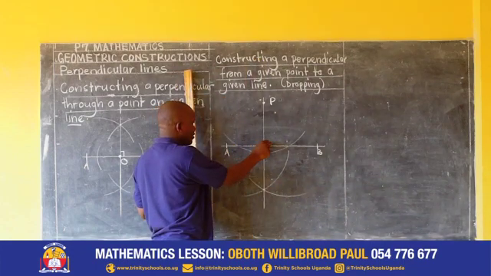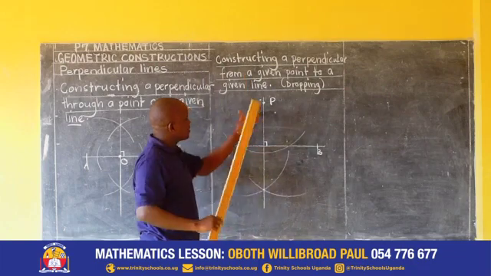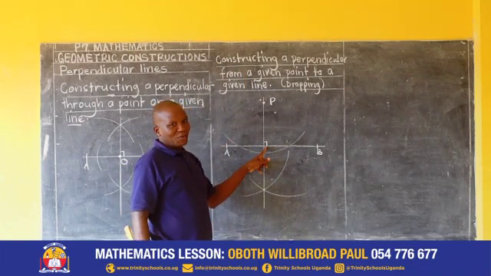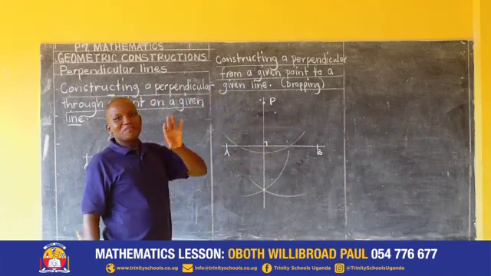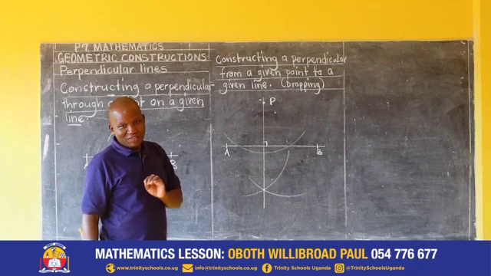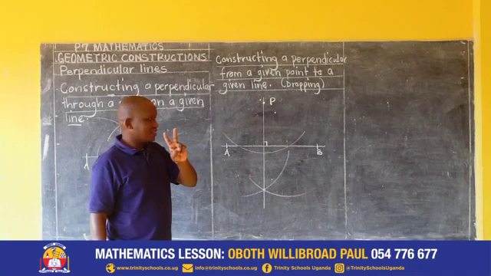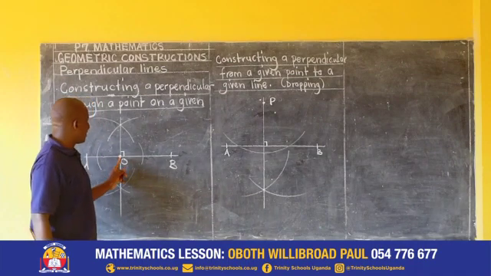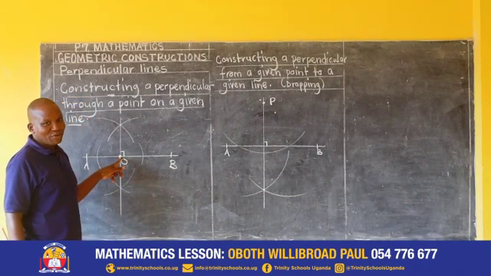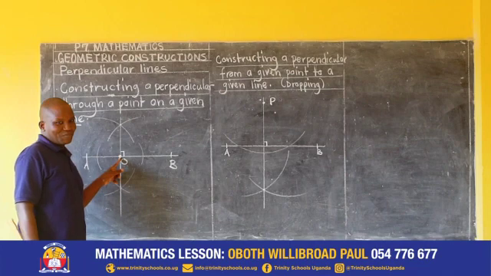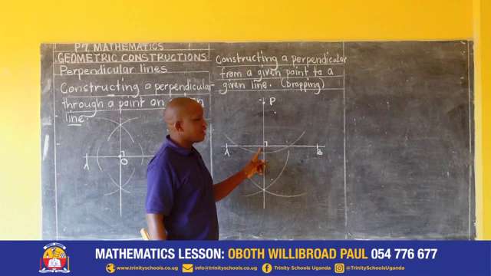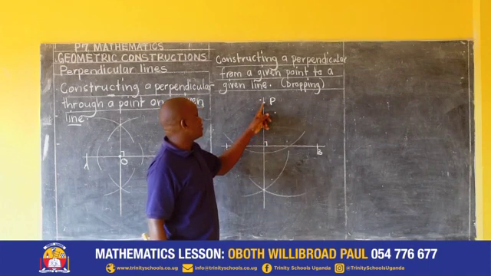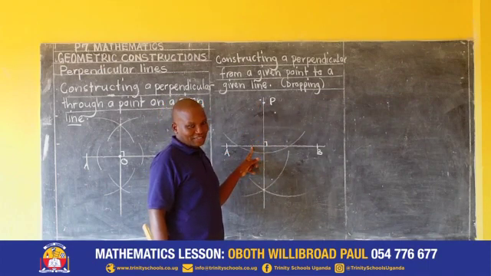Now that line that we have drawn, the two lines are meeting at a right angle. Remember, we said perpendicular lines are lines that meet, and where they meet, they form an angle of 90 degrees. So two things. The first one, we saw how to construct a perpendicular through a given point on a given line. Now this one, we are looking at how do we construct a perpendicular from a given point to a given line. And we have seen the steps.